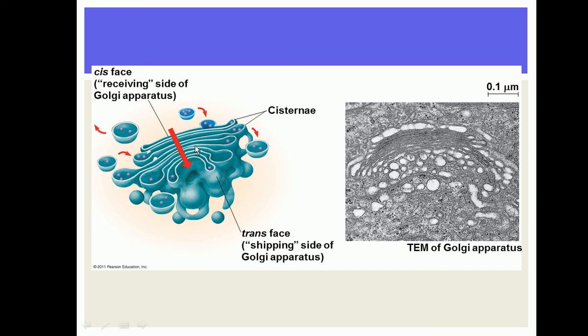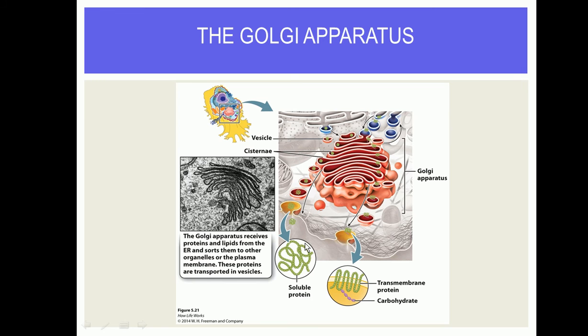The side of the Golgi which is facing towards the ER is called the cis side. Basically that's the receiving side. And the shipping side, through which the different molecules will be sent to their destination after processing, is called the trans face, or the shipping side of the Golgi apparatus.